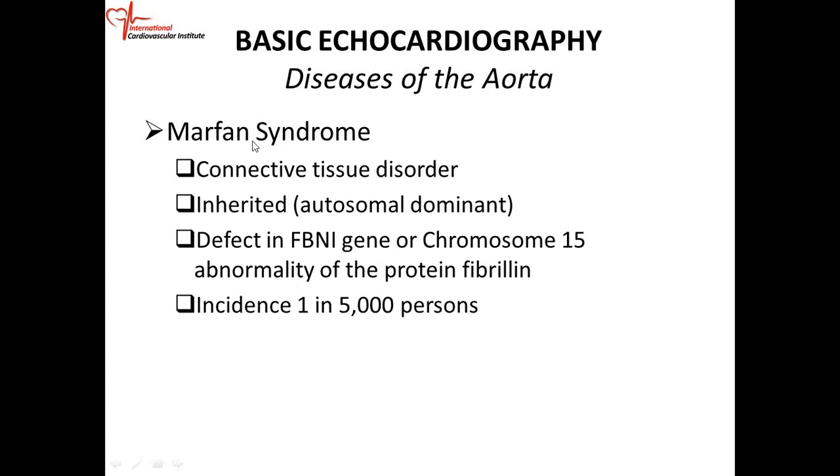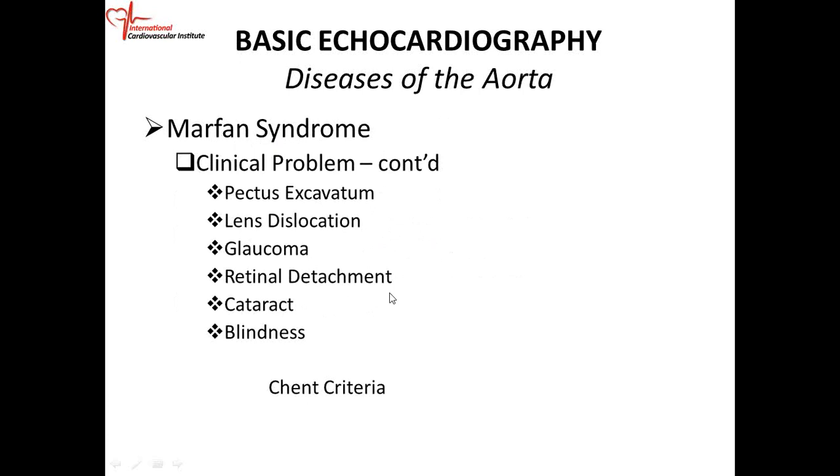So Marfan syndrome is a connective tissue disorder. It's a problem with the connective tissue. It's an inherited condition, autosomal dominant, and the defect is in chromosome 15. You have a problem with the protein fibrillin. So it's a defect in the FBN1 gene on chromosome 15. Okay, the incidence is about 1 in 5,000 persons.